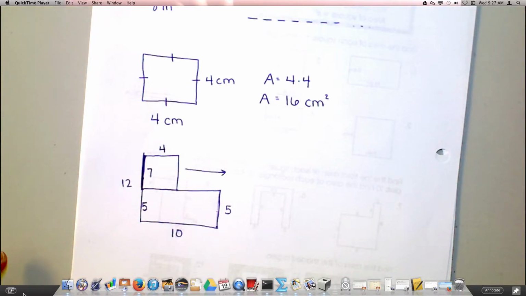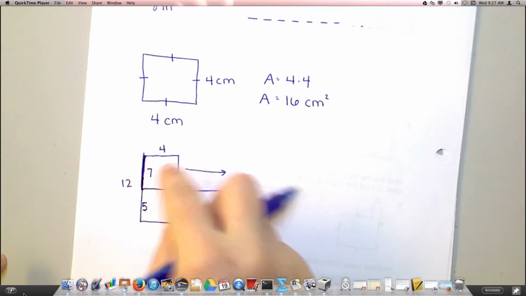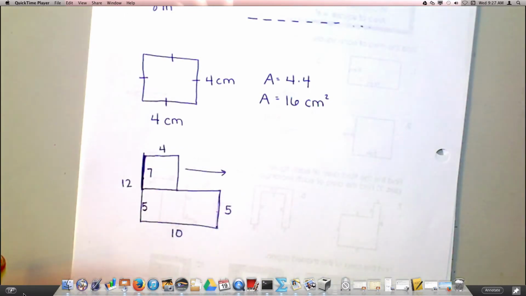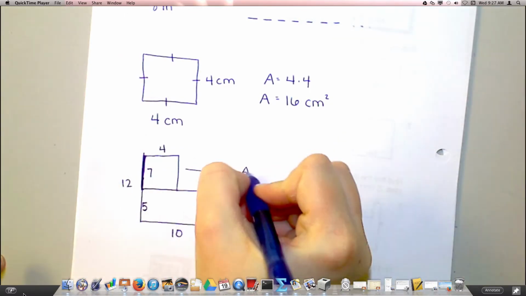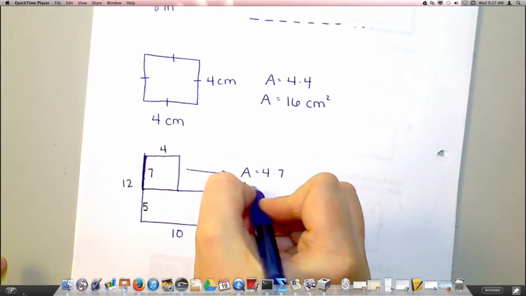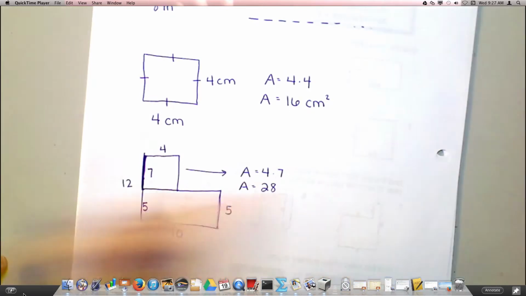Javante, what do you think? What two things would I multiply? Not quite. 12 would give me this whole side. I just want this rectangle. Okay, yep. So 4 and 7. So the area of that top one is 28.